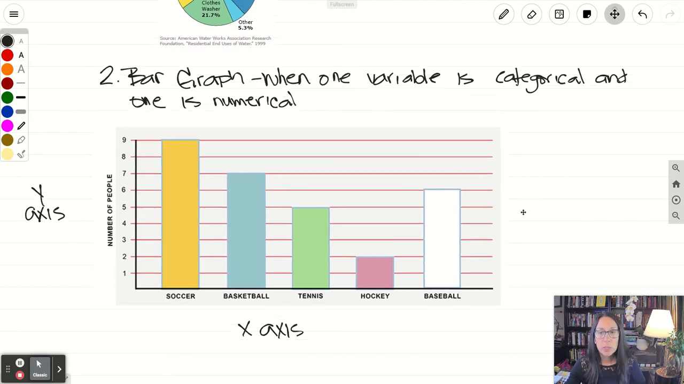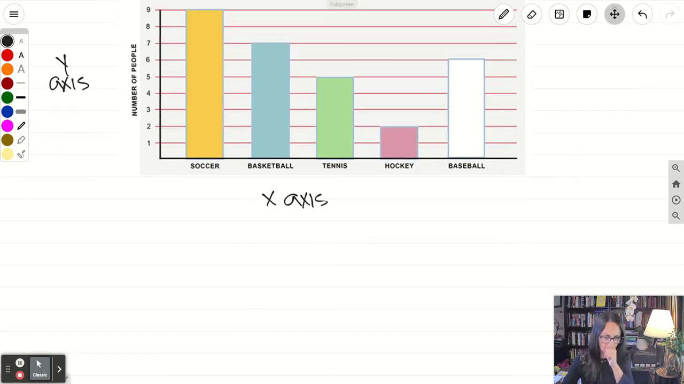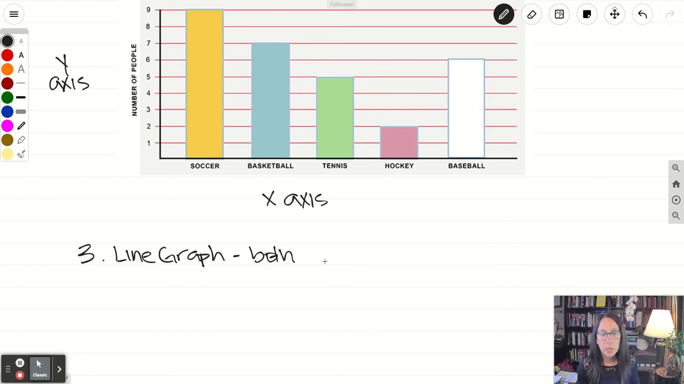The third one is called a line graph. So number 3 is called a line graph. And I'm sure a lot of you have seen these before. And a line graph is used when both the variables are numerical. So you're going to use this when both variables are quantitative. Okay, and let me show you a picture of that.